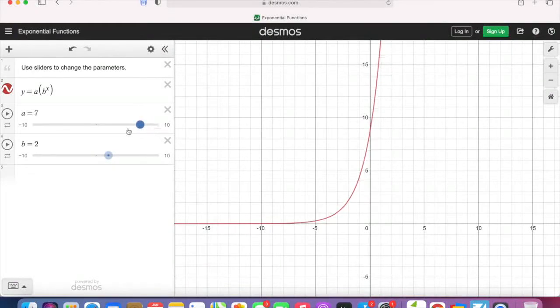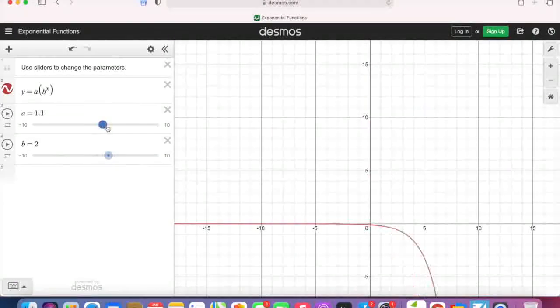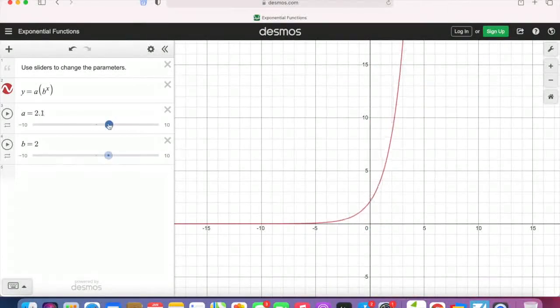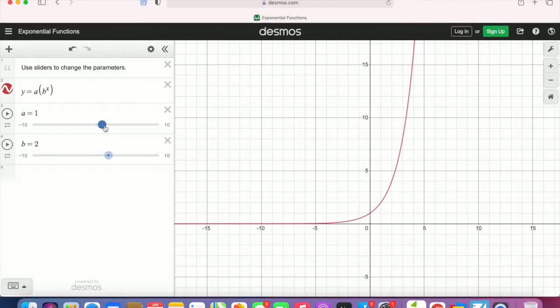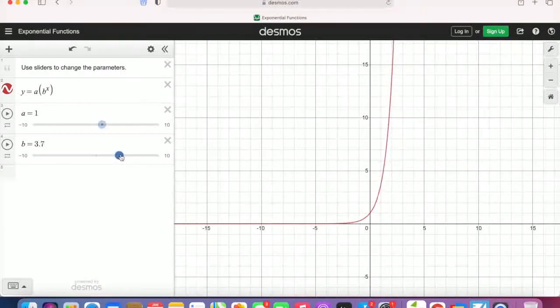As A goes down in size, and I'll keep it positive here at first, it's going up not quite as quickly. See, this steepness doesn't happen until we get over toward the right a little bit further. But the larger our A value, the quicker this thing shoots up. Okay? So that's something you need to know about A. I'm going to put A back at 1, just so we can see what happens if B changes. So as B gets larger, look at what happens.